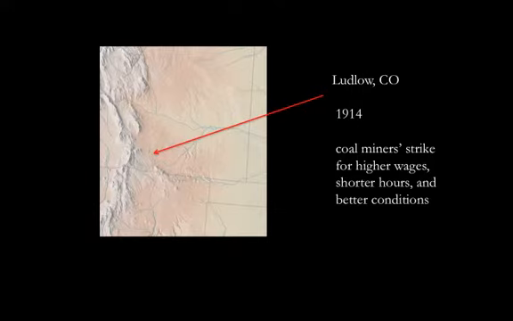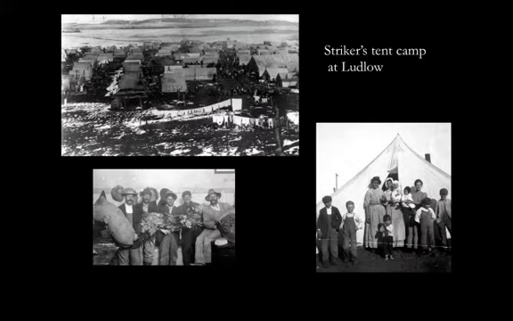And as part of the strike, they established a series of camps at the mouths of the canyons that the coal came down through. And so they were hoping to interrupt the flow of coal and put some pressure on the mine owners. And this is a picture of the tent camp at Ludlow. This is a real place where real people lived.